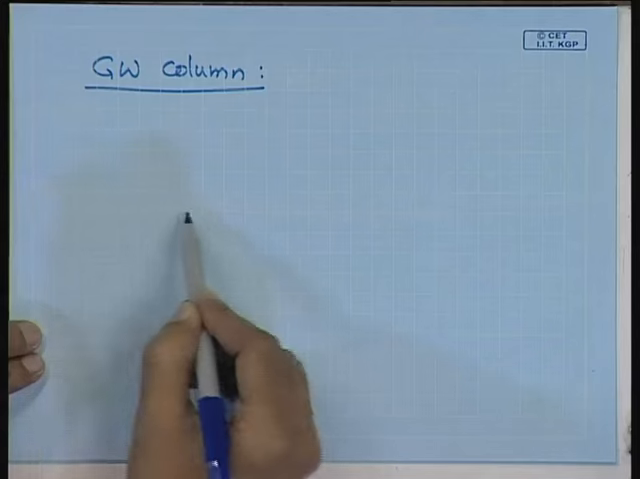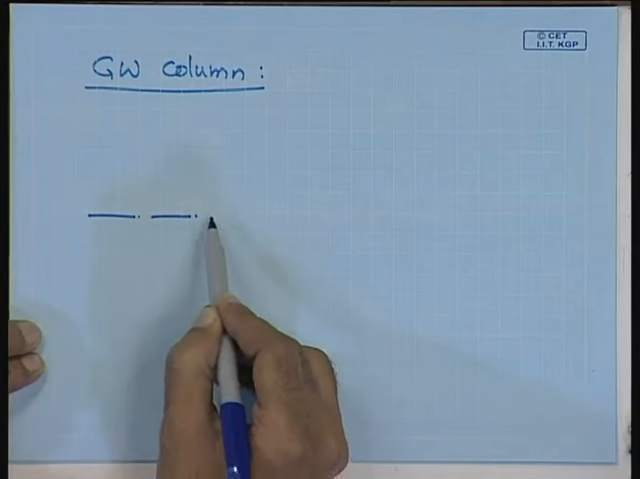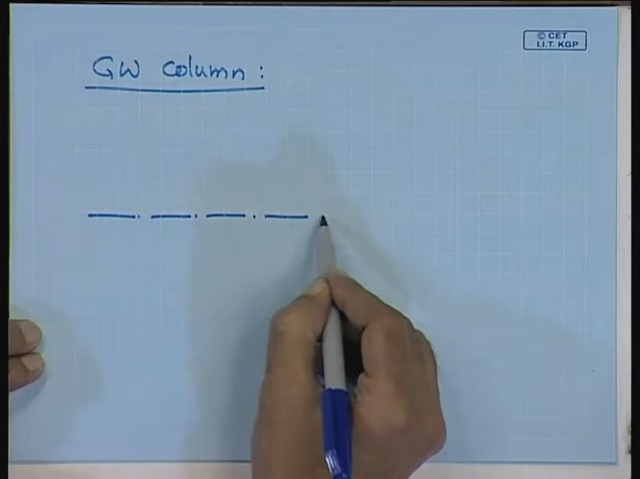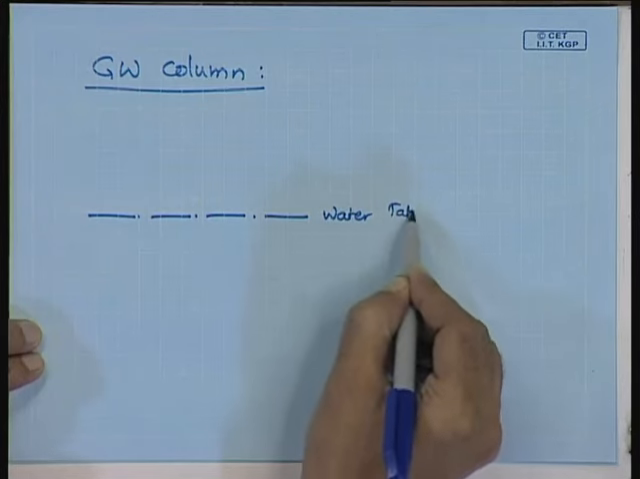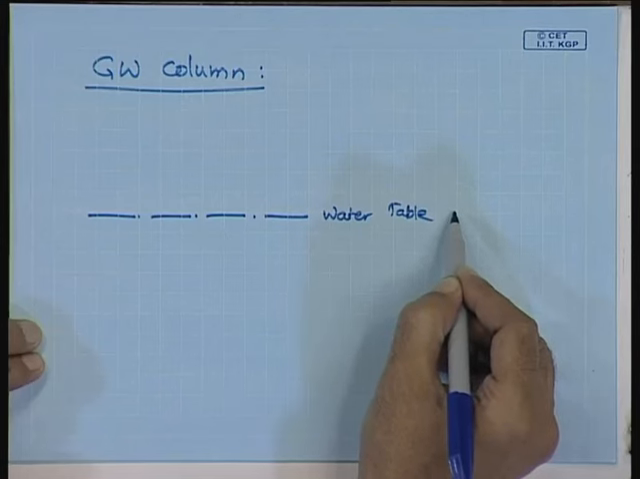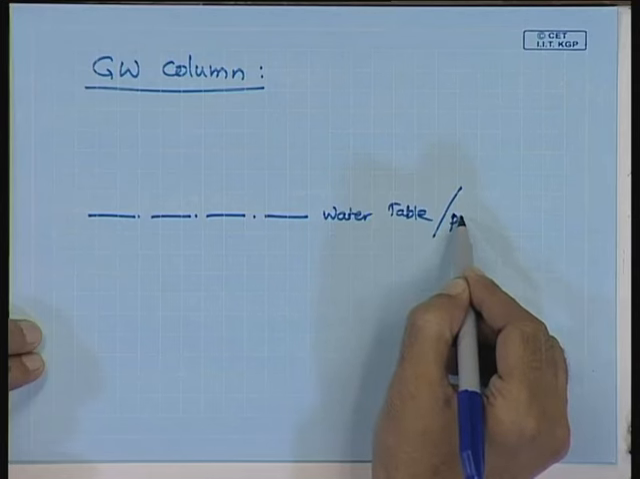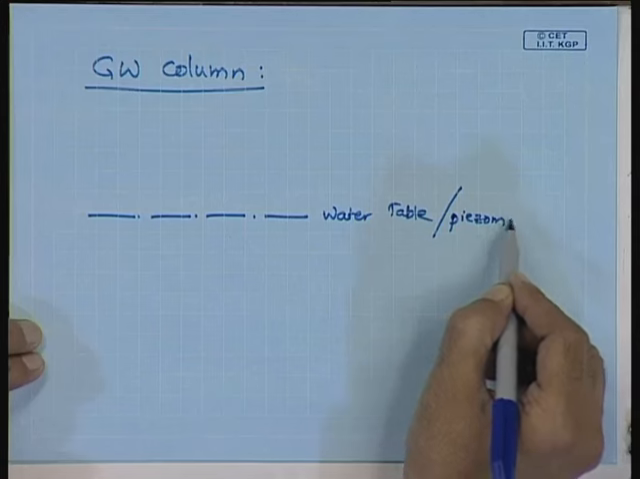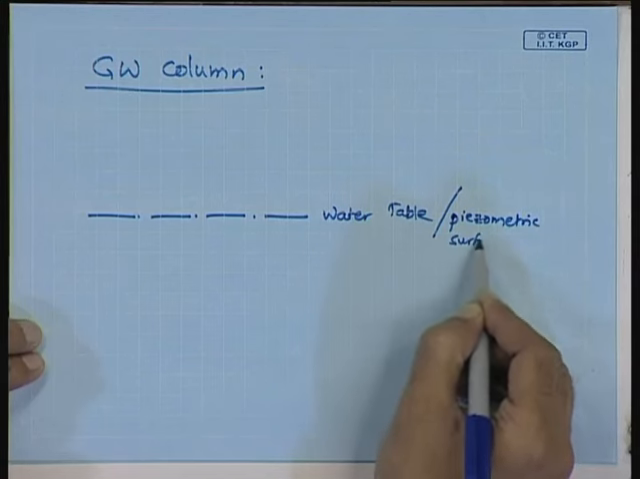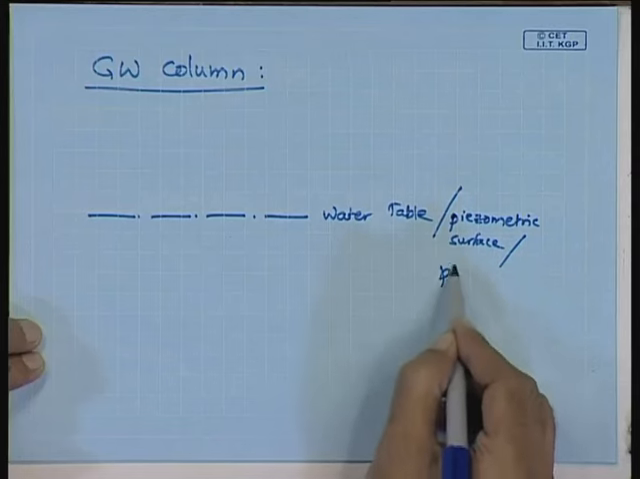In this, we discuss the groundwater which exists at various depths below the ground. There is a very important interface, and that interface is known as the water table. It is also known as the piezometric surface or phreatic surface.